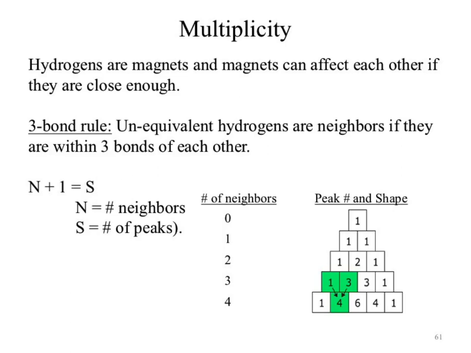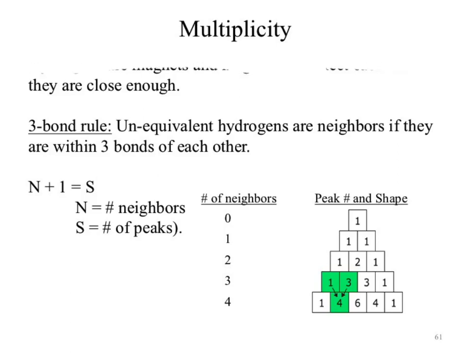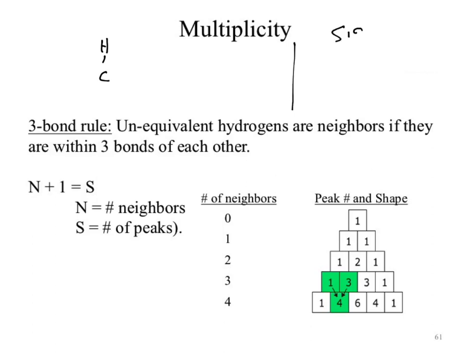But that's effectively what we're looking at. We're looking at how those magnets can affect each other. They can only affect each other if they're close enough. Close enough is within 3 bonds. So let's look at a quick example. Here's a carbon with a hydrogen. If I looked at the signal for that hydrogen, what I would see first is that I got a peak, because there's a hydrogen there.